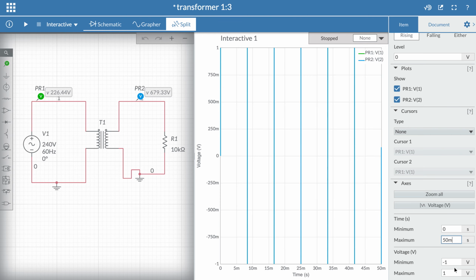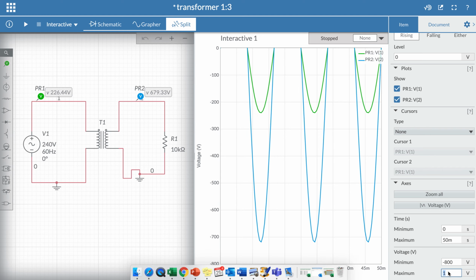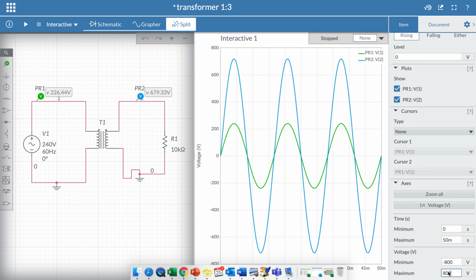And here the voltage is negative 1 to 1, while here we have 240. Because we have the turns ratio 1 to 3, as you studied, the voltage will be multiplied by 3. So let's take the minimum as negative 800 and positive 800. Yeah, now it's clear. Now the green one is the input signal, while the blue is the output.